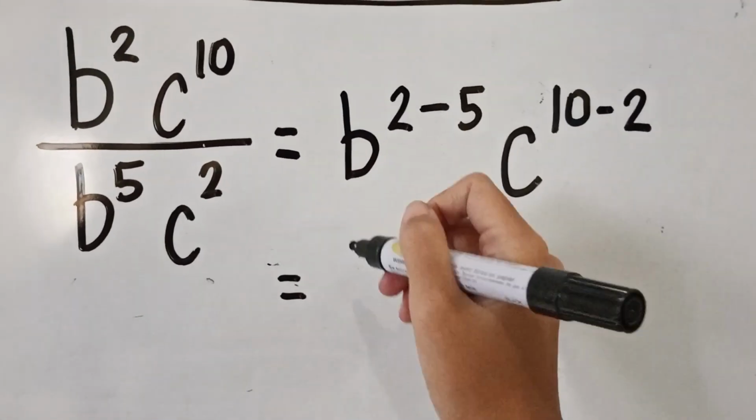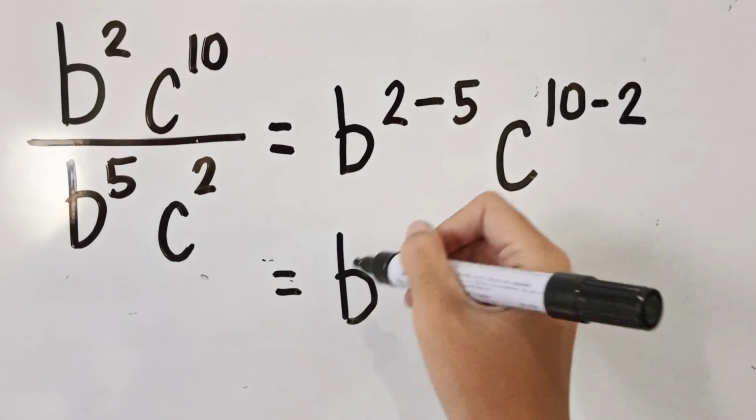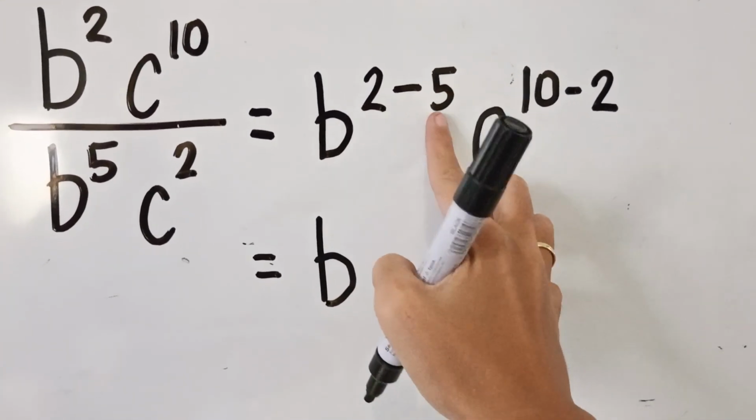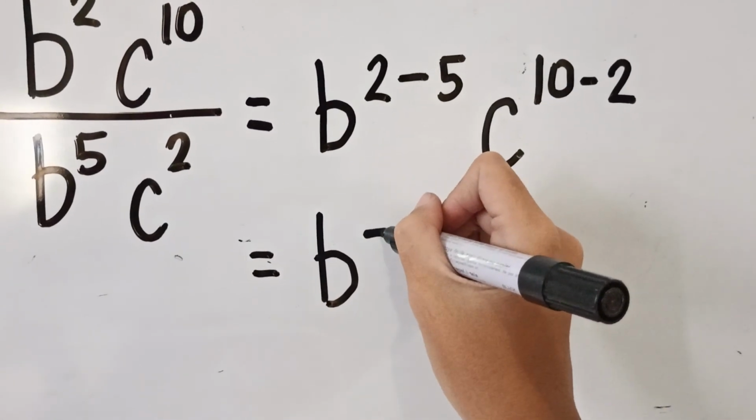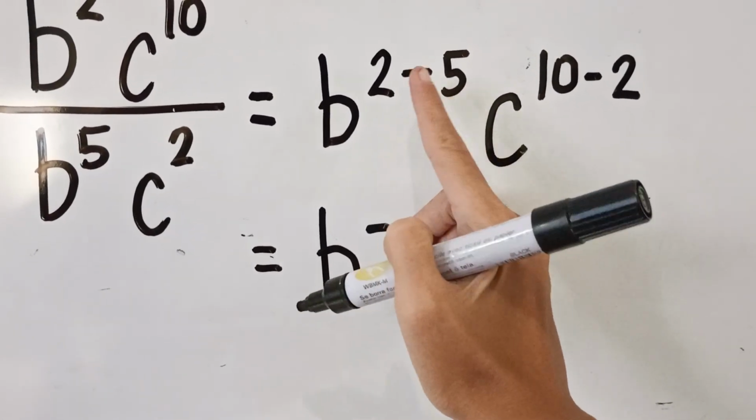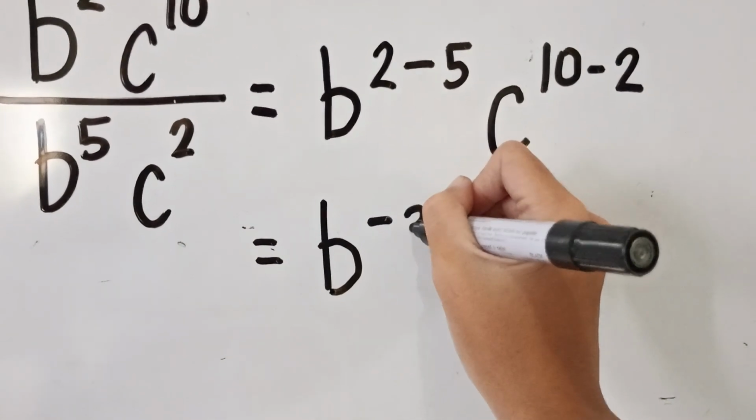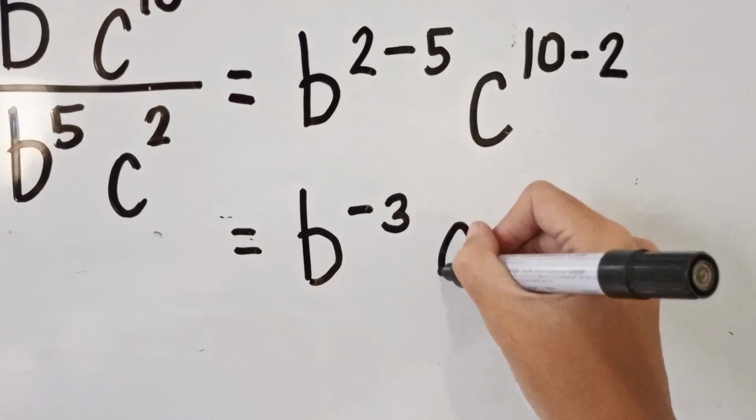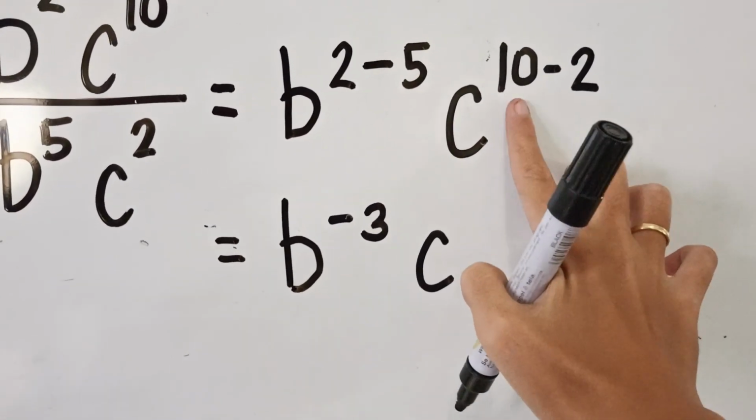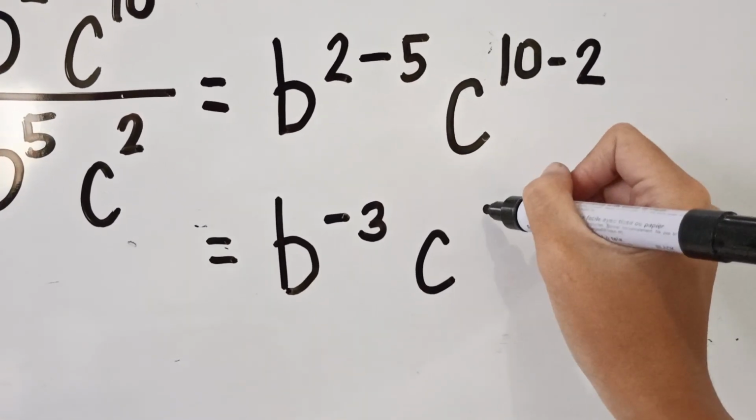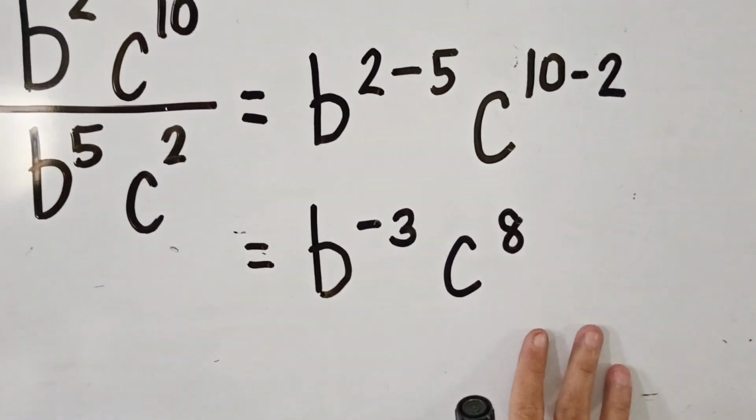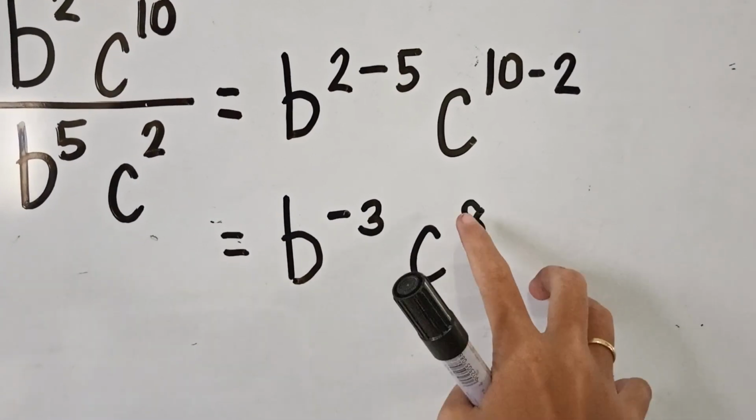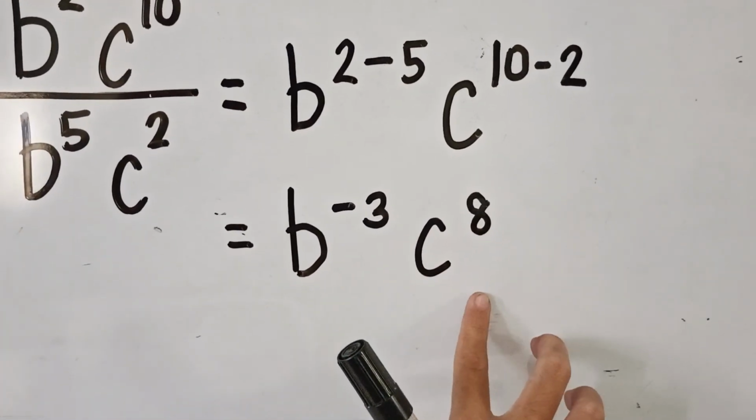Alright, now let's do the operation. Let's have first the variable b. So it's 2 minus 5. The minuend is less than the subtrahend, so automatic the answer will be a negative. And let's do the other way around. 5 minus 2 is equal to 3. Okay, and let's have variable c. Then we have 10 minus 2, that will give us 8. Alright, as you could see, the variable b has a negative exponent and c has a positive exponent.